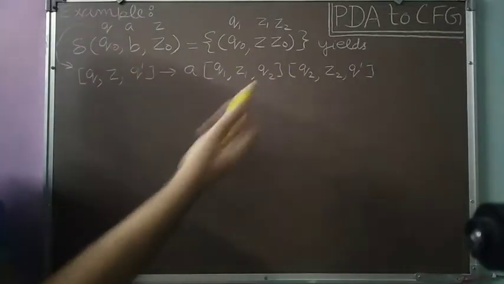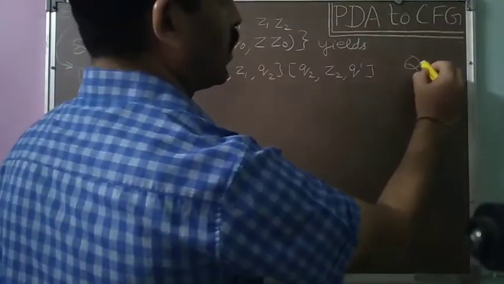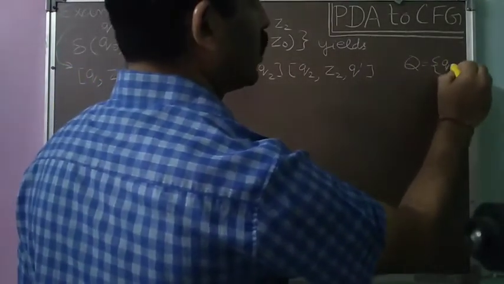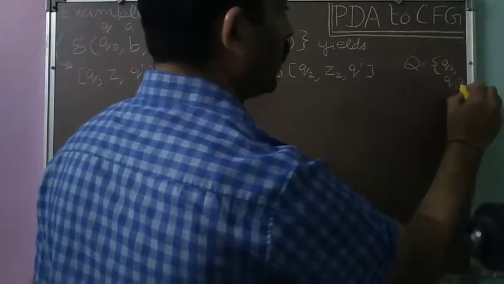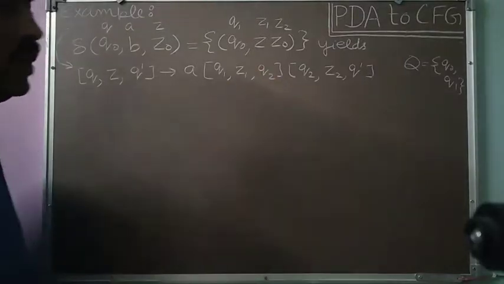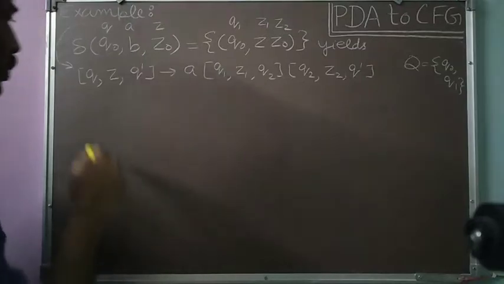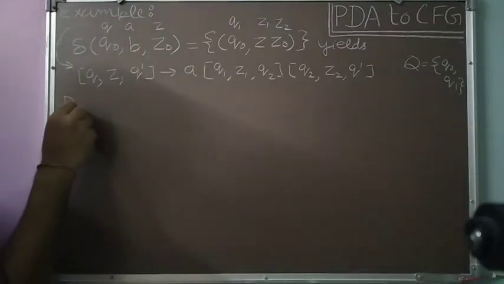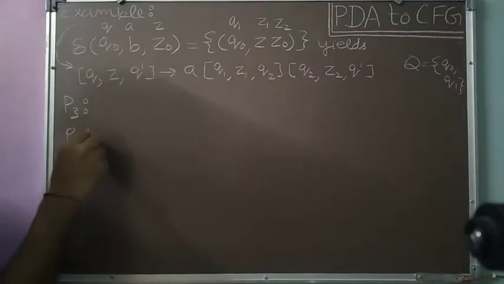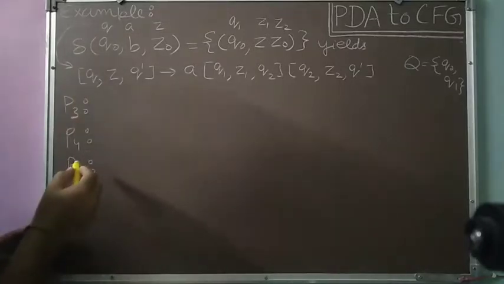So it may be any state in our capital Q, and this capital Q contains only the two states, that is Q0 and Q1. So two possibilities are there. Two possibilities for Q dash and two possibilities for Q2. So there will be a total of 4 productions which will be induced. I am writing these productions as P3, P4, P5 and P6. And I am following this format.